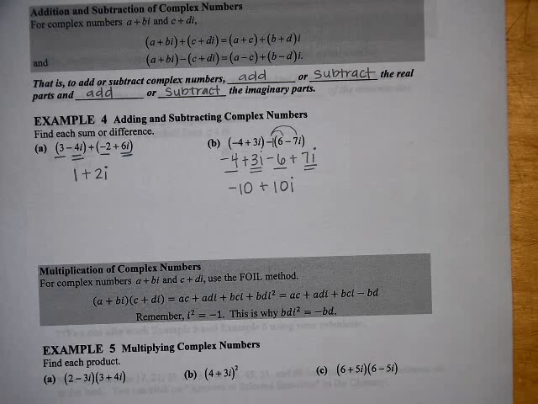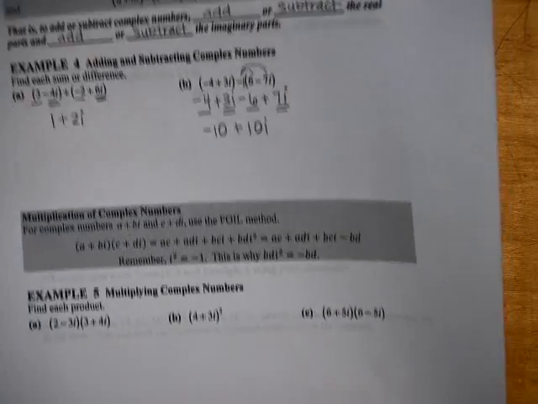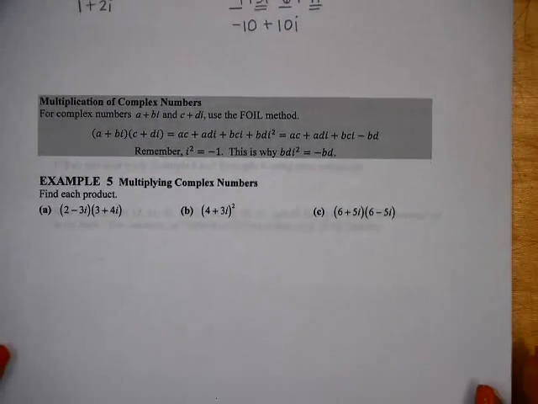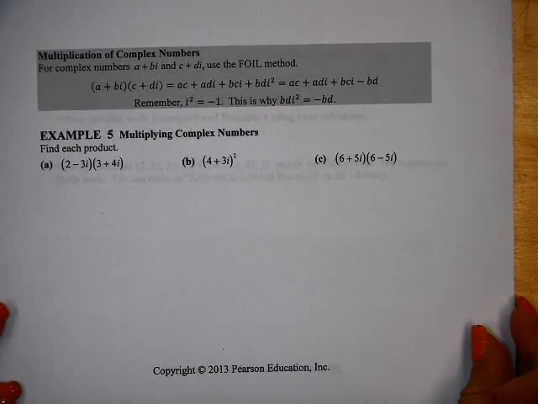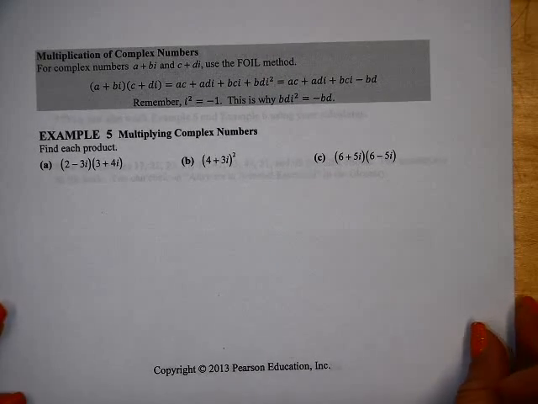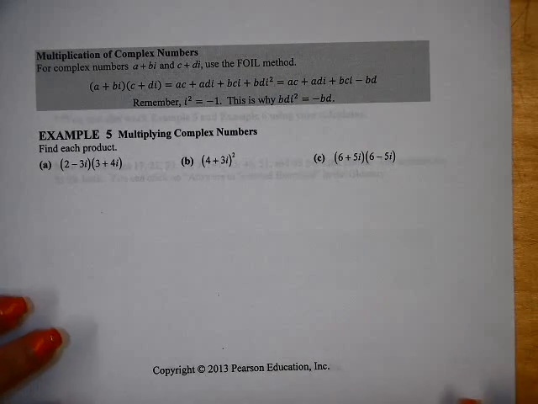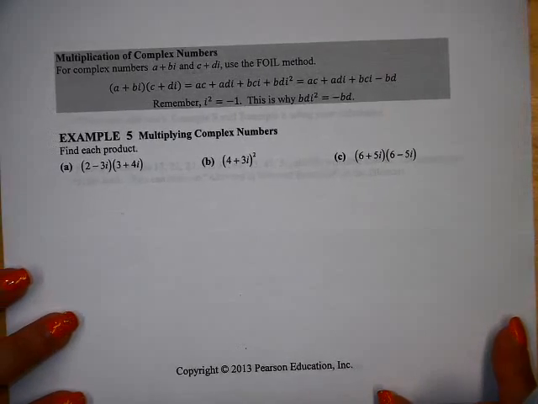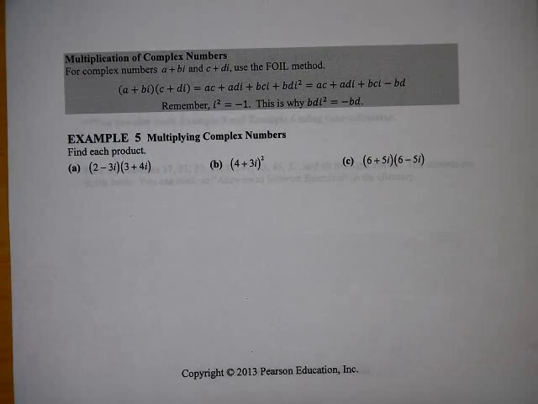If you will look down at example 5, the next operation we're going to talk about with complex numbers is multiplying complex numbers. And you'll see here in your gray box that for complex numbers A plus BI and C plus DI, you can use the FOIL method. So again, just like we multiplied polynomials with x's and y's, you can multiply these complex numbers the same way.